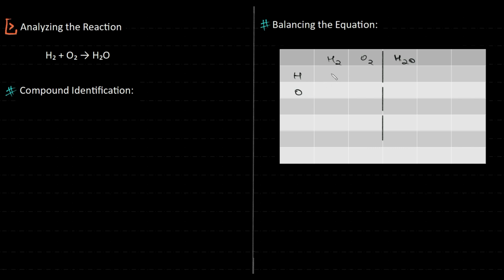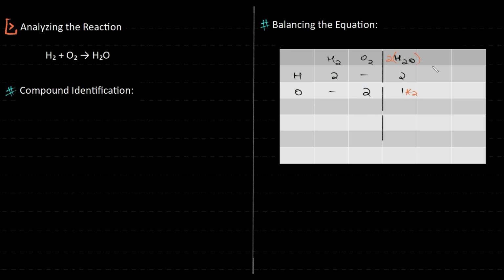Now let's count. So there's 2 hydrogen, no oxygen in H2. In O2, there is no hydrogen, there is 2 oxygen. In H2O, there is 2 hydrogen and 1 oxygen. So clearly oxygen is imbalanced. So to balance it out, I'll multiply this with 2. For it to be 2 oxygen here, I need to multiply this entire expression with 2, right? Only then we'll get 2 over here.